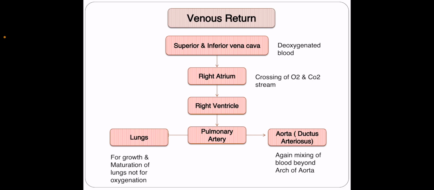Now about venous return. The superior and inferior vena cava, which carry deoxygenated blood, go to the right atrium. From the right atrium it will move to the right ventricle. There is a crossing of blood streaming. From the right ventricle it will go to the pulmonary artery. The pulmonary artery will give some blood to the lungs for the growth and maturation of the lungs, not for the oxygenation process. Some amount of blood will go into the aorta through the ductus arteriosus. Again there is a mixing of blood beyond the arch of the aorta. So here the ductus arteriosus is present beyond the arch of the aorta. So the upper part of the body, head and neck, gets better oxygenated blood as compared to the lower part of the body.